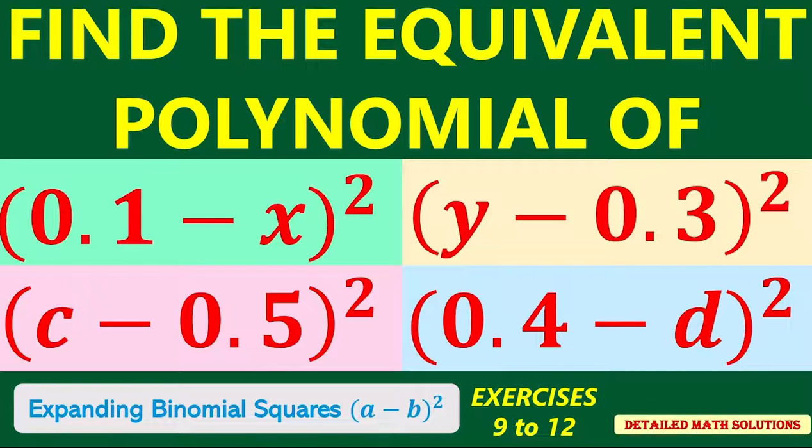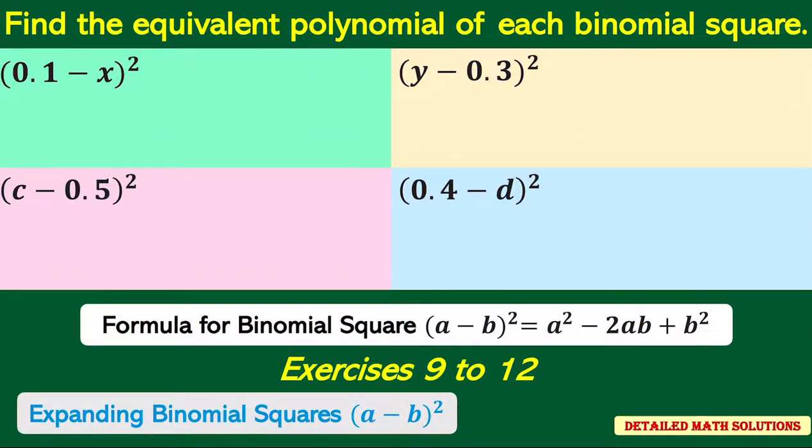In this video, I'm going to write step by step how to find the equivalent polynomial of each binomial square displayed on the screen. To solve these exercises, I'm going to use the formula for binomial square: (a minus b) squared equals a squared minus 2ab plus b squared.